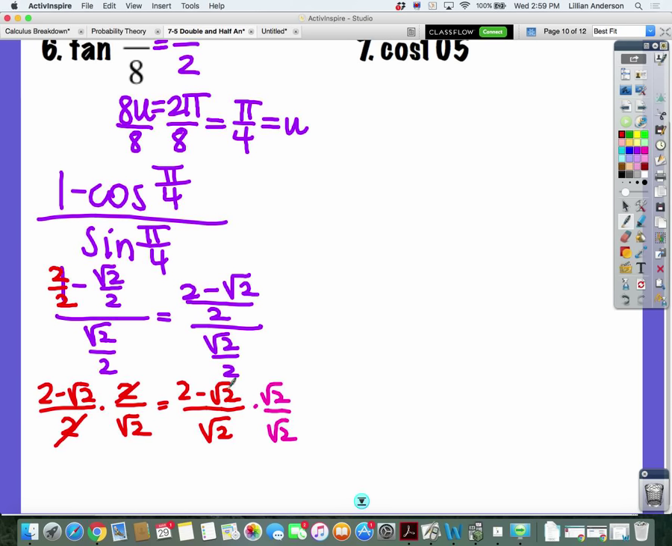When you distribute 2 times the square root of 2, 2 square root 2 minus 4. Square root of 2 times the square root of 2, minus 2. Yeah, minus 2, all over 2. And what happens with these 2's? So your final answer is the square root of 2 minus 1. That is your exact value for the tangent of pi over 8.